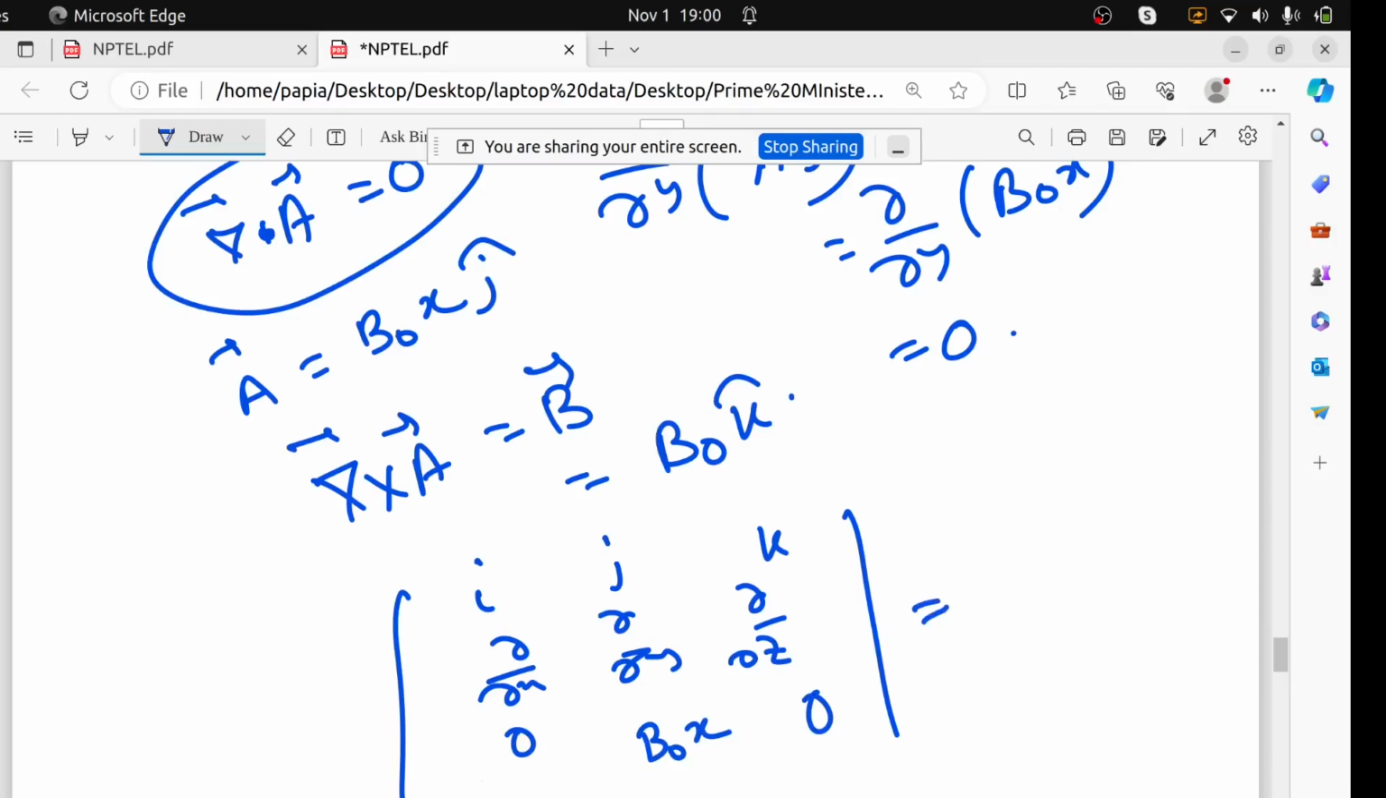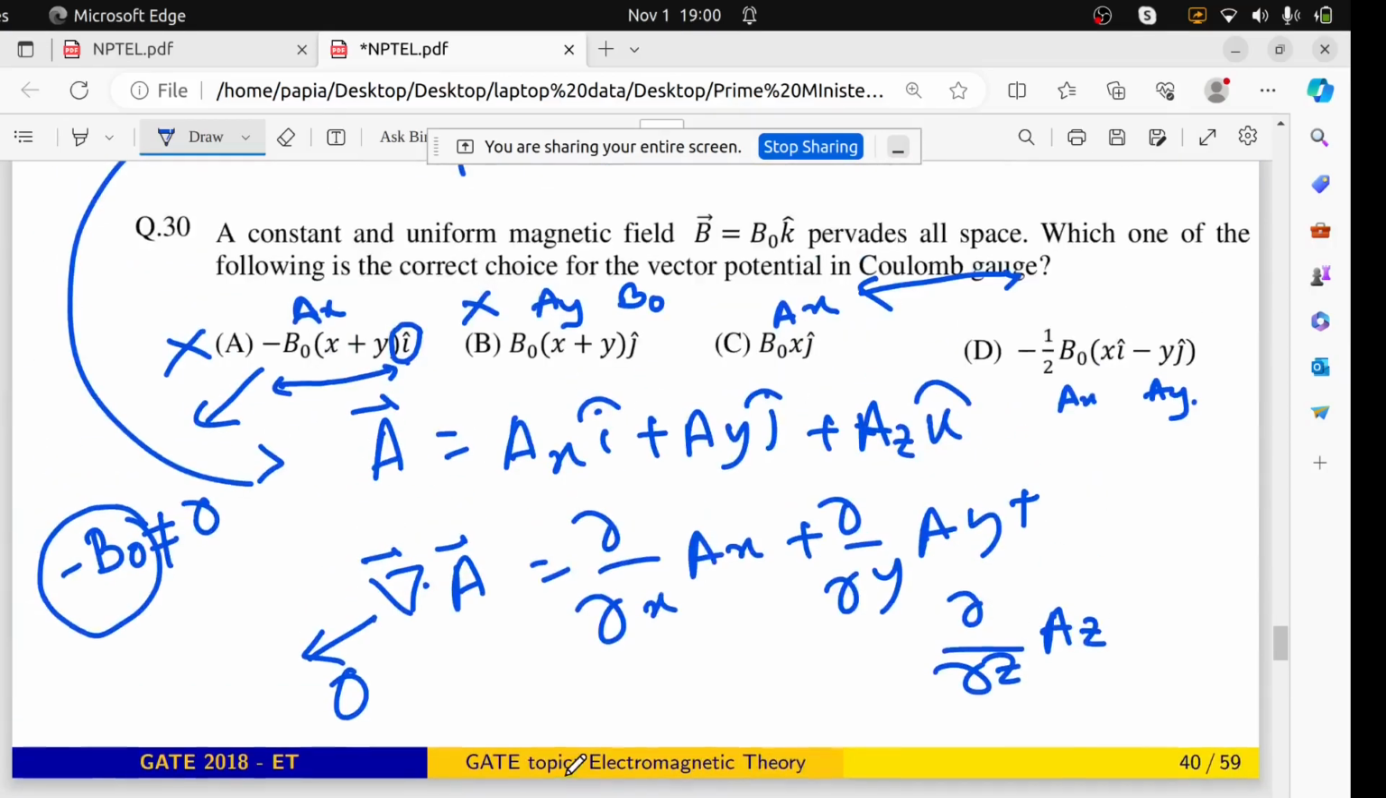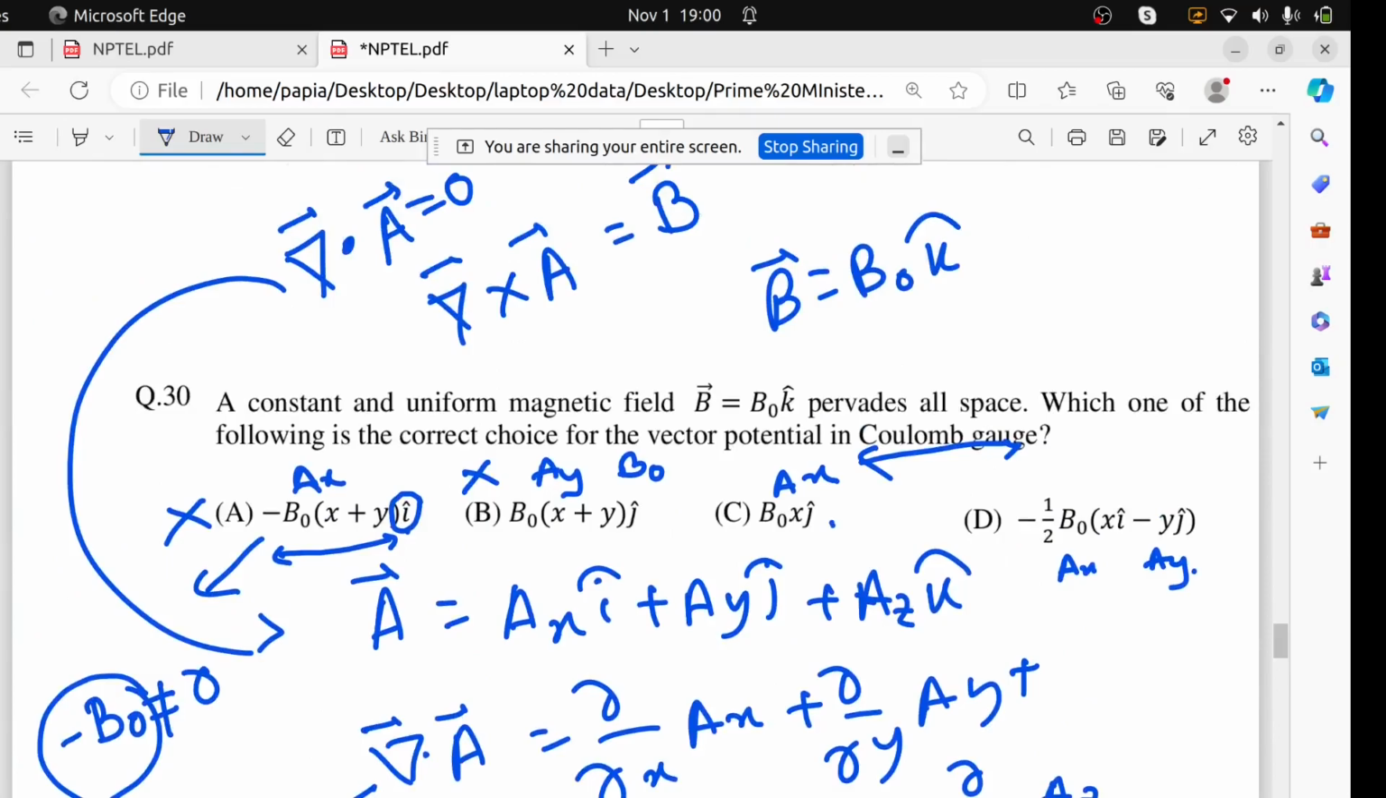So what will be the value of this one? This one is 0, this one 0. This one is giving, that means k cap is giving del x of b0 minus 0. So what will be the value? b0. Now you can see here it is the b0 k cap, right? So whatever we need, that we are getting from this A as b0x j cap. So we can say that our C is the correct one.